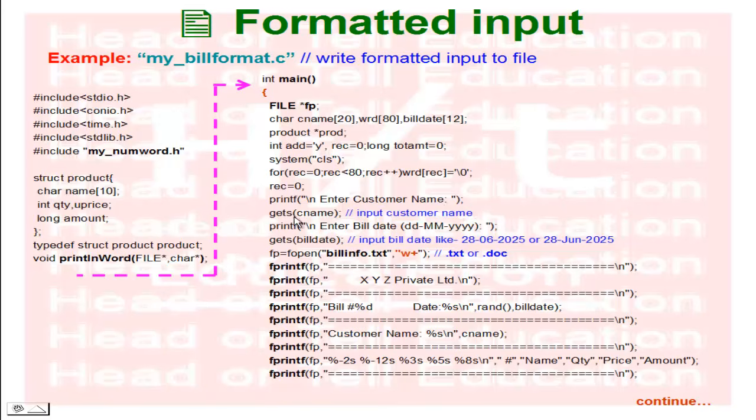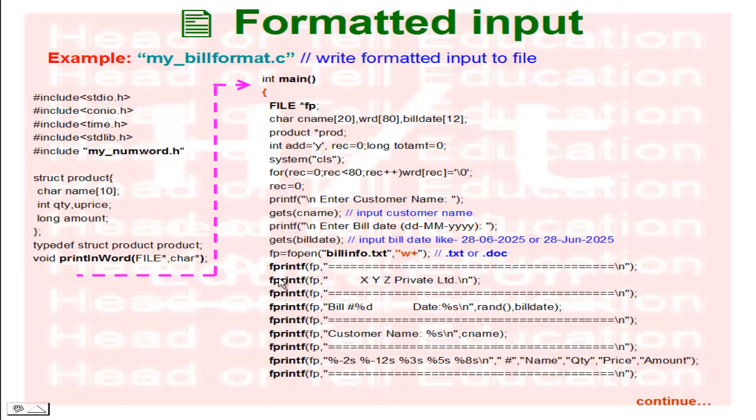Now this line is enter customer name, enter bill date. So bill date input like this: 28 June 2025, or 28/06/2025 like this. Now this time I am opening the file, so my file name is billinfo.txt, and open in w+ mode, meaning write mode. If the file is not available, the file is created and we can write.